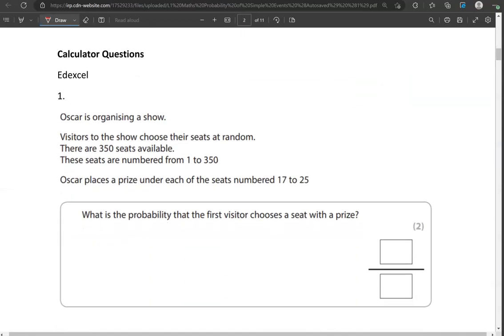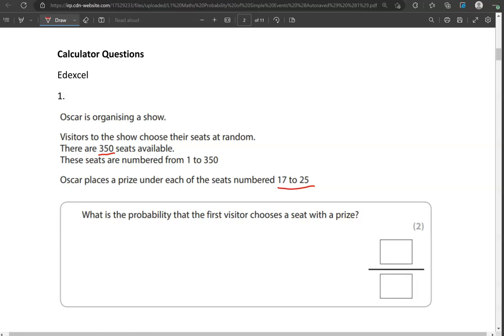Now we move into the calculated questions. Oscar is organising a show. Visitors to the show choose their seats at random. There are 350 seats available. These seats are numbered from 1 to 350. Oscar places a prize under each of the seats numbered 17 to 25. What is the probability that the first visitor chooses a seat with a prize?